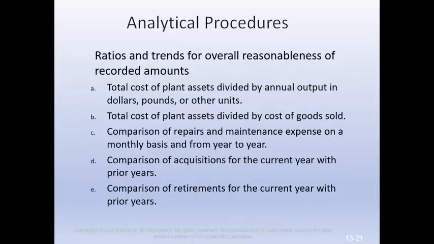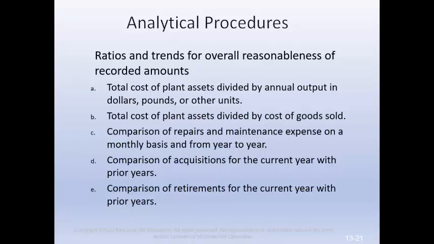The specific trends and ratios used in judging the overall reasonableness of recorded amounts for plant and equipment will vary with the nature of the client's operations. Among the ratios and trends used by auditors for this purpose are the calculation of total cost of plant assets divided by annual output in dollars, pounds, or other units, the total cost of plant assets divided by cost of goods sold, or the comparison of repairs and maintenance expense on a monthly basis and from year to year.